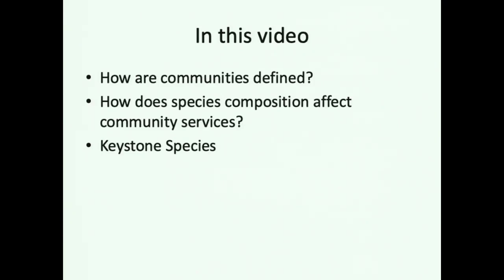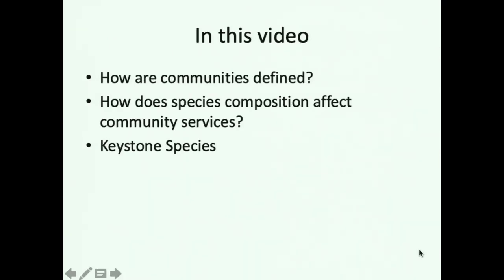We're going to talk about this in a lot more detail in class, but in this video, I just want to talk very briefly about how communities are defined. Then we're going to look at how communities are impacted by species composition. So when you have more species versus fewer species, how does that impact something called community services? And then we're going to end by talking about keystone species, which is partially covered by the community services talk.